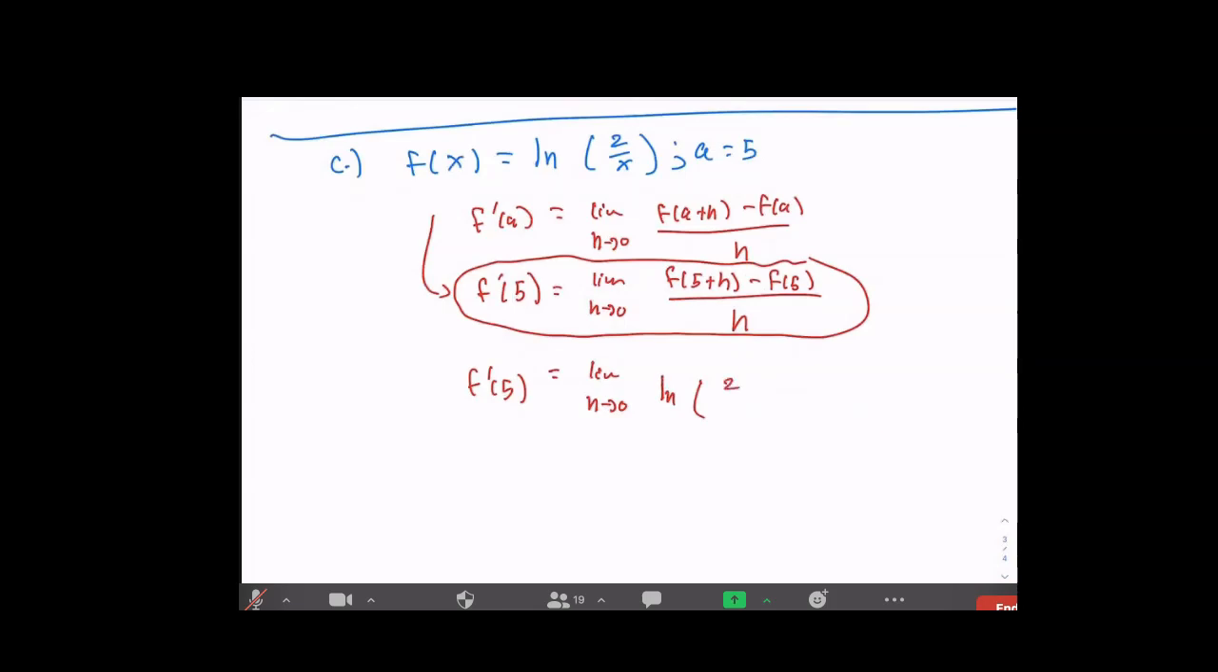2 over x. Well, remember, we're replacing it with 5 plus h. That's it. And it stays in the denominator. The whole 5 plus h is just in the denominator. Where I saw an x, I'm replacing it with 5 plus h. Minus the natural log of, I'm replacing with 2 divided by 5. 2 divided by 5, all over h.